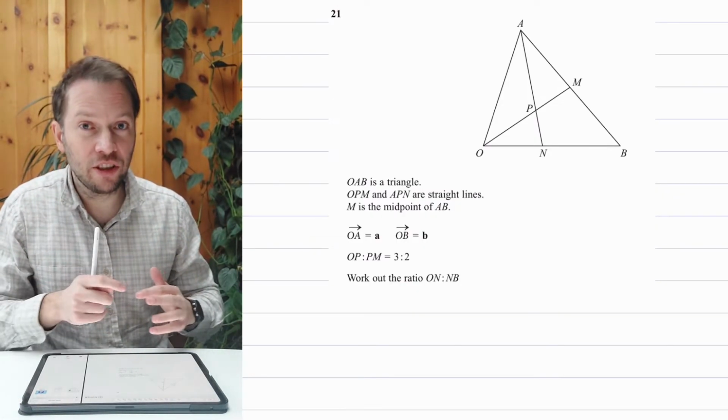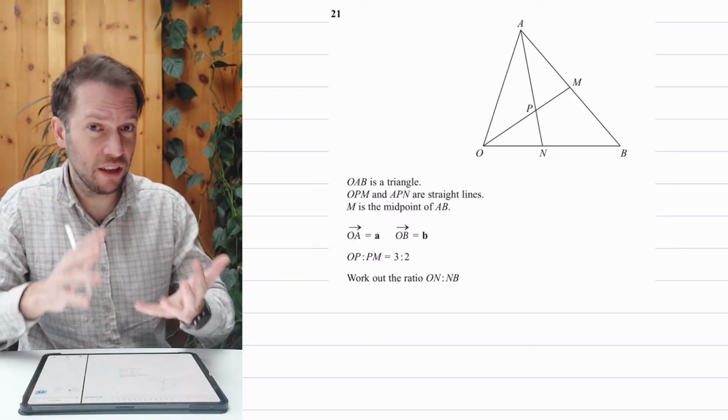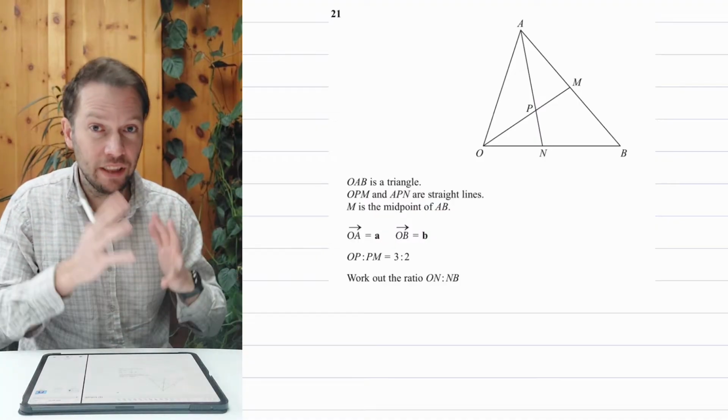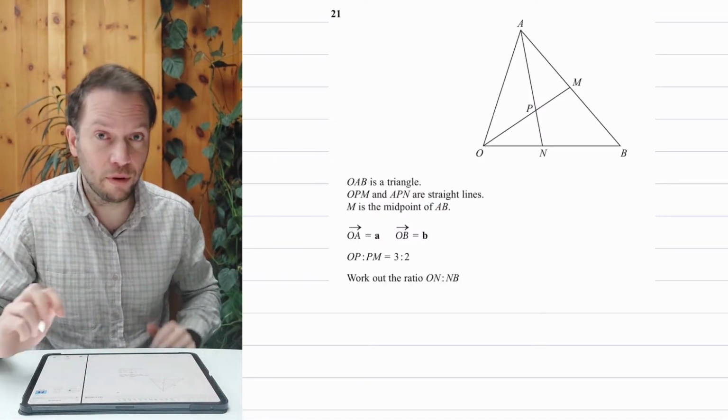And it's a vectors question, and I'm going to presume you have some knowledge about vectors, otherwise you're going to find this particularly difficult. So I'm not going to go through all the vectors from scratch, but I'm going to tackle this particularly difficult problem. So let's read the problem.